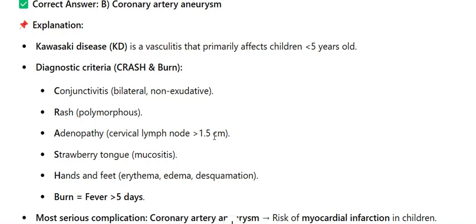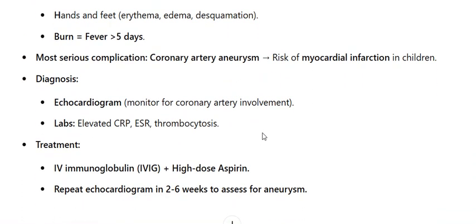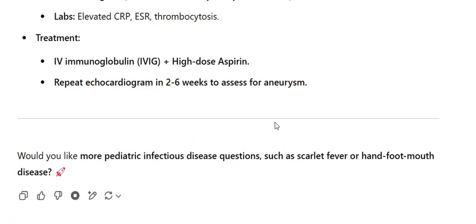Most serious complication: coronary artery aneurysm, risk of myocardial infarction in children. Diagnosis: echocardiogram, monitor for coronary artery involvement. Labs: elevated CRP, ESR, thrombocytosis. Treatment: IV immunoglobulin, IVIG, plus high-dose aspirin. Repeat echocardiogram in 2 to 6 weeks to assess for aneurysm.